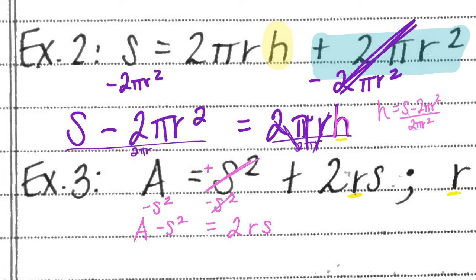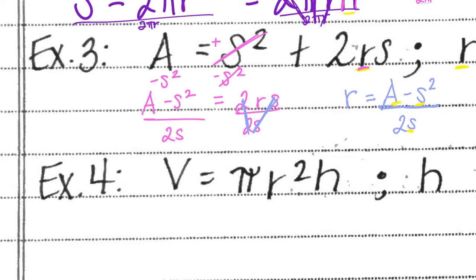Again, we're solving for R. R is connected by multiplication, so I have to divide by 2S. So notice the 2 and the S cancel out, and R is equal to A minus S squared all over 2S. And again, we cannot cancel out this S, sorry, I meant to do that in yellow, this S and this S, because we'd have to have an S over here as well.